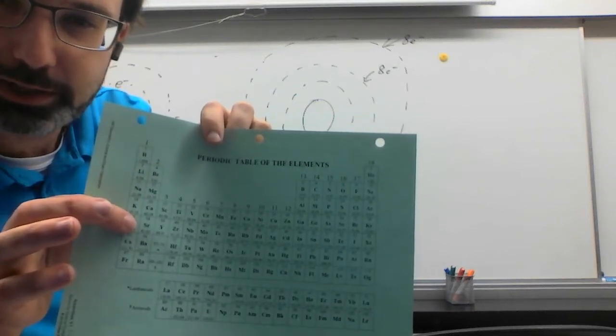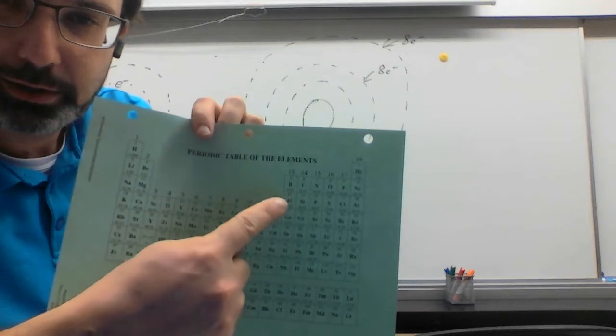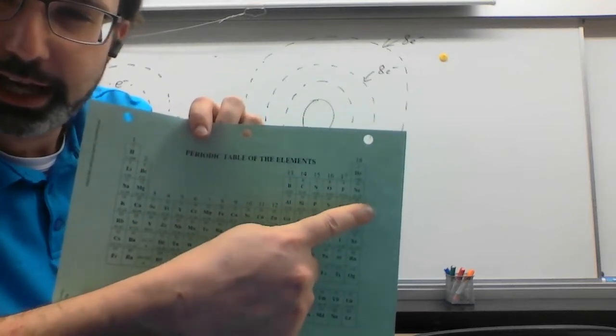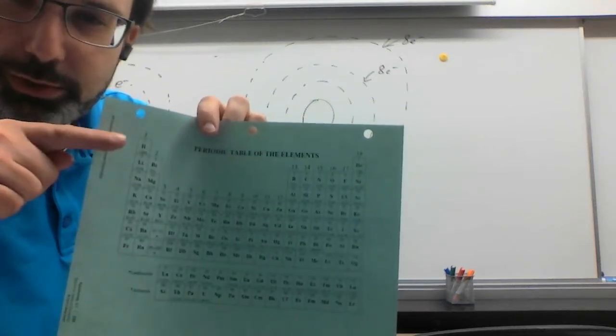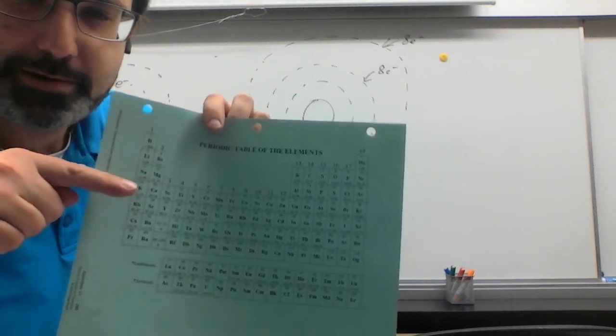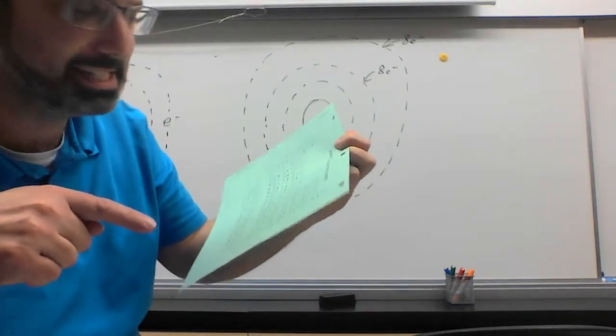Those look a little longer, don't they? Right? There's 8 here. 1, 2, 3, 4, 5, 6, 7, 8. There's only 2 in this row. There's 8 in those 2 rows. This next row has got 18.